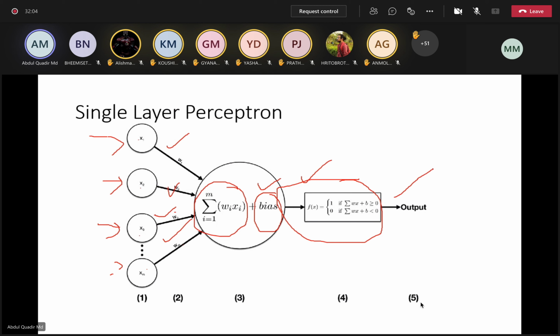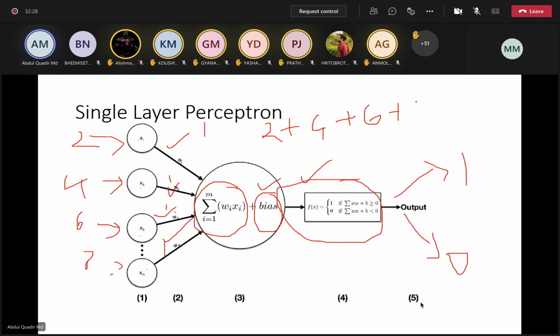So the activation function will classify the output as 1 or 0. Whatever the inputs may be, it can be 2, 4, 6, 8. This is just to make you understand. Consider all weights are 1. So 2 into 1 is 2, 4 into 1 is 4, 6 into 1 is 6, plus 7 into 1 is 7. So the sum is 10. Then I am adding a bias of 1. Consider that, and the total comes to 20.